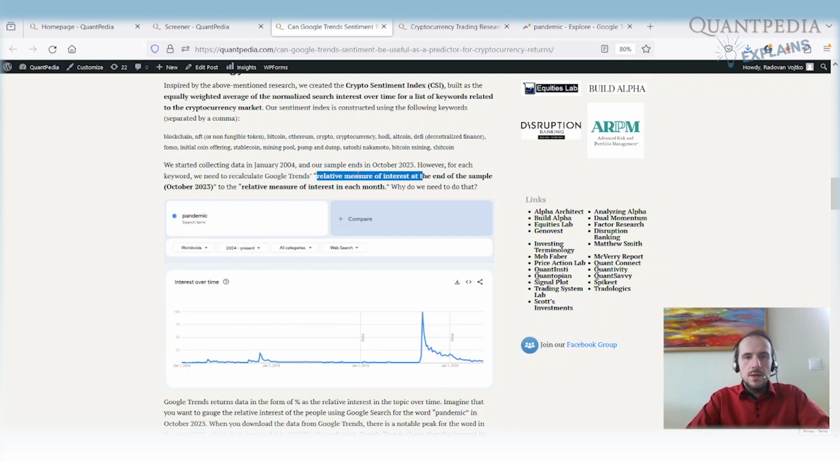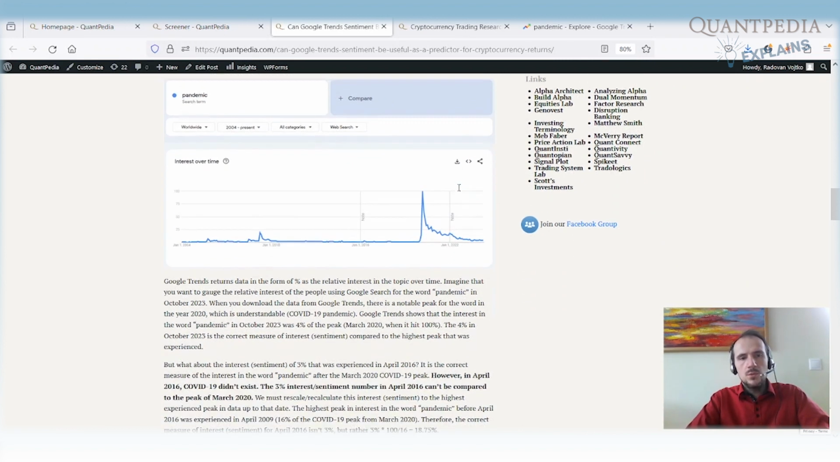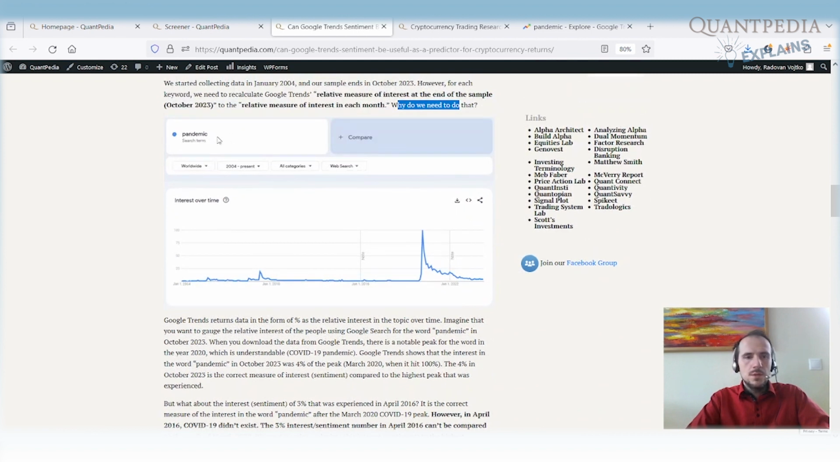The Google Trends data are a relative measure of interest at the end of the sample, which is October 2023, when we did this paper, and we need to recalculate this data to a relative measure of the interest in each month. The question is, why do we need to do that? Once again, take the example of the word pandemic. The Google Trends data are in the form of a percentage, as the relative interest in the topic over time. Now imagine that we want to find the relative interest of people using Google search for the word pandemic in October 2023.